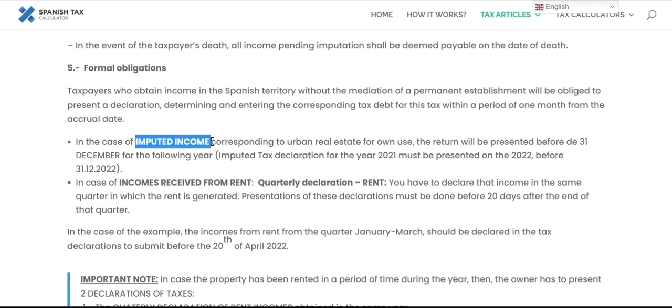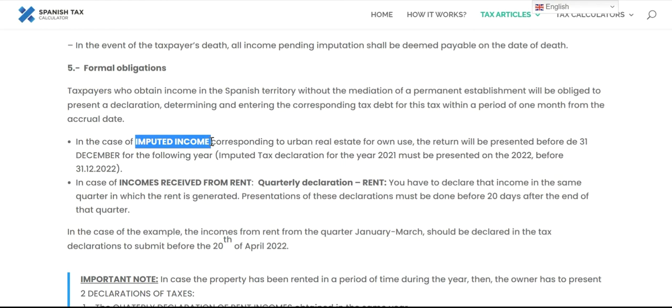This is for the imputed income. What is the imputed income? This is a concept which is sometimes difficult to understand. The imputed income is an income that the Spanish tax system considers that the owner receives, even if the property is not rented out.